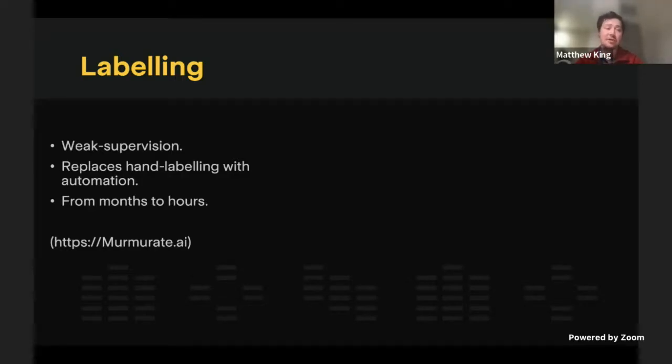And the advantage there is that when the conversation changes, when you get data drift, you can go back, simply change the rules, press relabel, and it happens very quickly. And this has really changed our ability to label data from what could have been, or what was, months and months of labeling before, to hours. And I just put at the bottom a link. That's the system that we actually use for applying this system of weak supervision and labeling to our data.